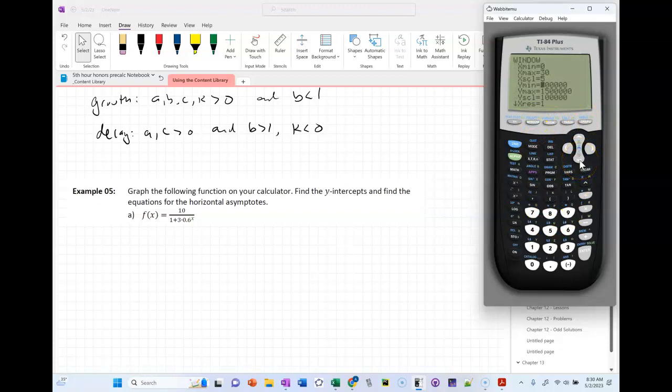And I'm just going to reset my window to something that's less absurd. So I'll just go with a standard-ish window here.